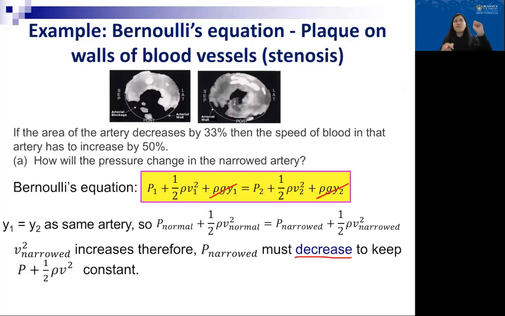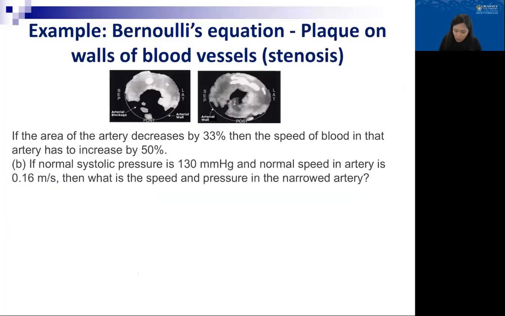So it is this inverse relationship that we have. Increasing the speed should decrease the pressure, decreasing the speed should increase the pressure. So because the speed increased when the area became smaller, the pressure must decrease. But in the next question: by how much will the pressure decrease, what will be the new pressure, and what will be the new speed in the artery?